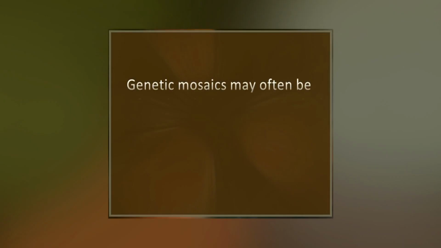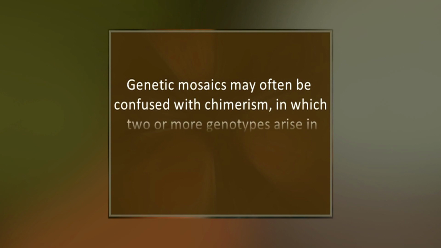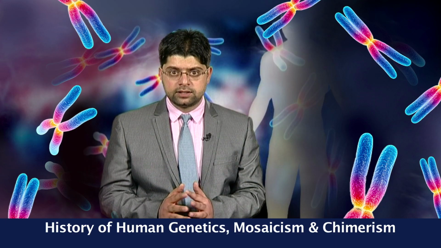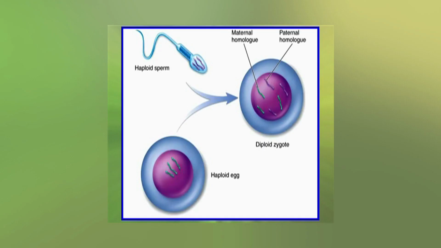Genetic mosaics may often be confused with chimerism, in which two or more genotypes arise in one individual, similarly to mosaicism. However, the two genotypes arise from the fusion of more than one fertilized zygote in the early stages of embryonic development rather than from a mutation.